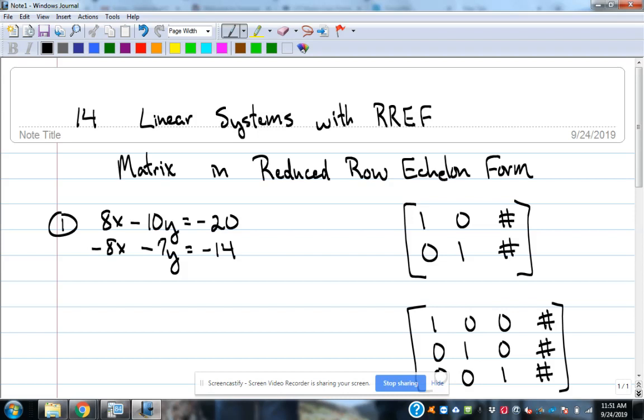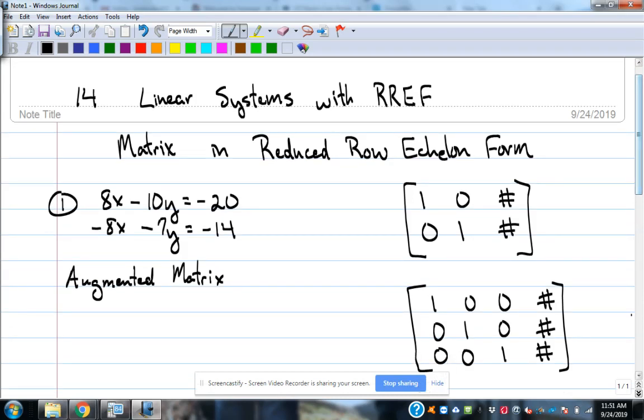So to put this in the calculator, what you've got to do is create what's called an augmented matrix. And we'll do a whole little set on matrices and matrix algebra later on. What it basically means is take the letters out of the problem. And this augmented matrix will have 8, negative 10, and negative 20 as the first row. The second row will have negative 8, negative 7, and negative 14.